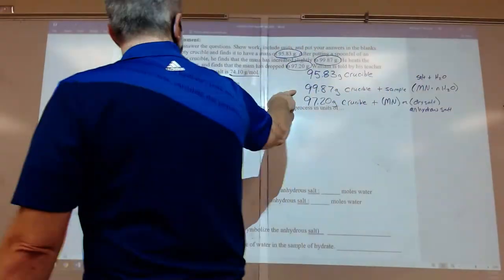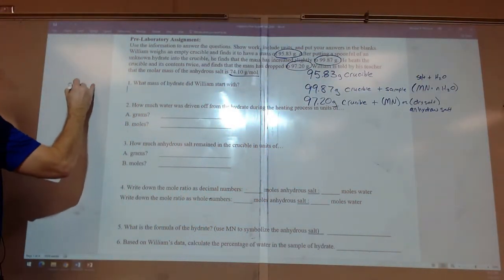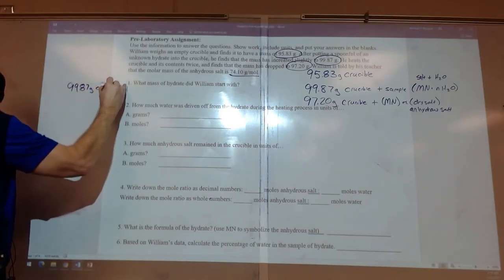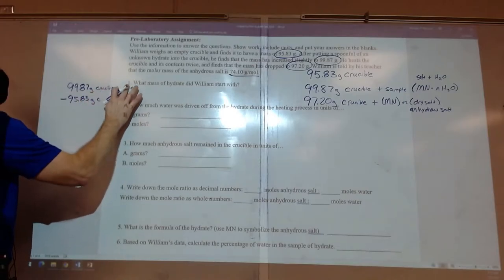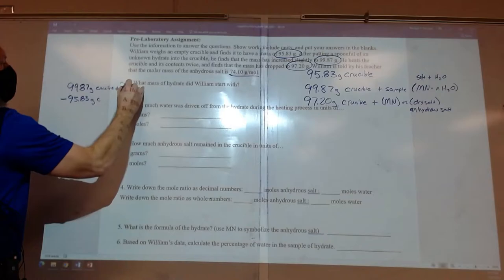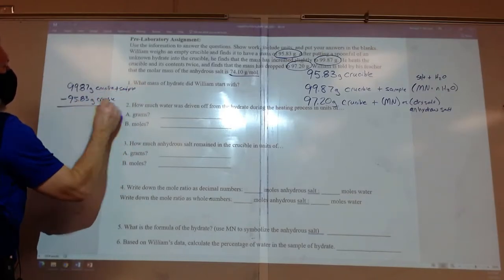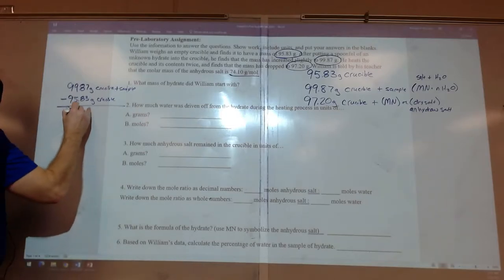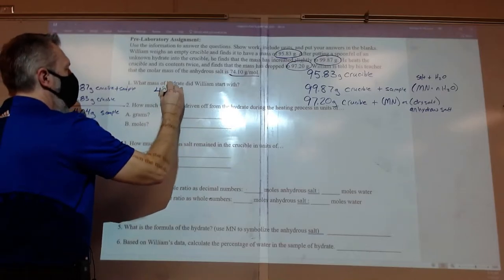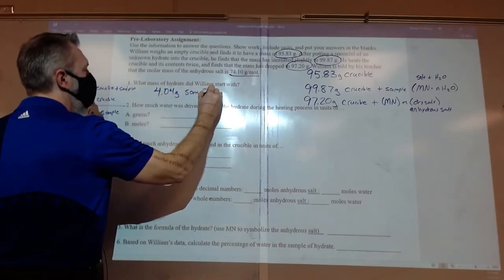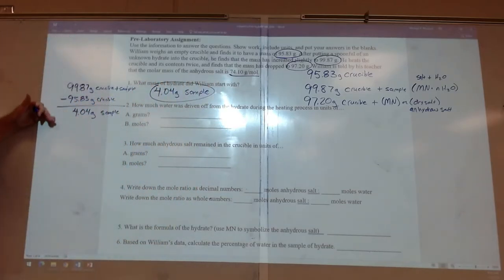That's right. So I'm going to subtract the crucible plus the sample minus the crucible. So that's 99.87 grams minus 95.83 grams. That is crucible plus sample. Okay, that's going to leave me with what? 4.04 grams, and of course crucible is going away. So I had 4.04 grams of sample. Okay, and I need today, you got to show me this. Okay, show me your work. Show me your thought processes. Everybody okay with that? Let's go to the next thing.